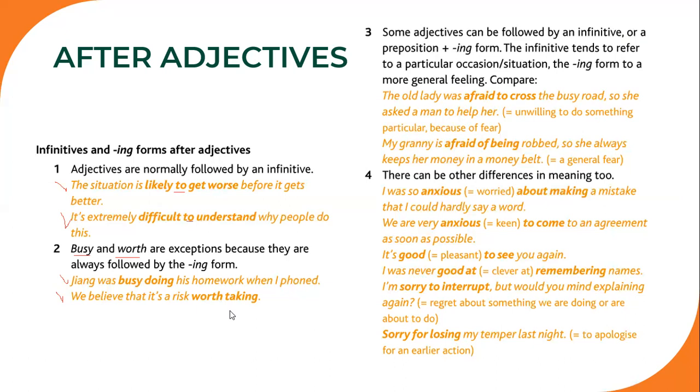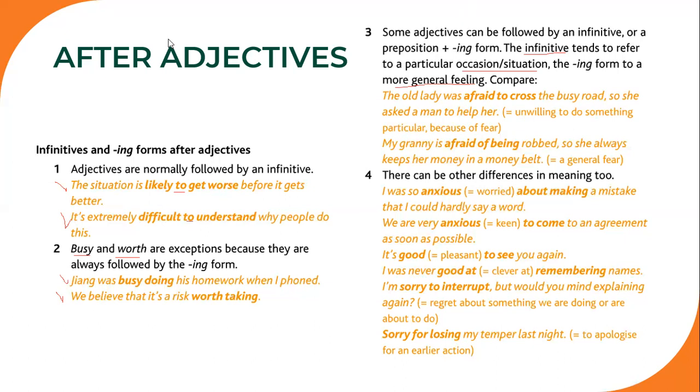Okay. Here we have some adjectives that can be followed by the infinitive or the ing form. What is the difference? We have a difference in meaning. The infinitive refers to a particular occasion or a particular situation. The ing refers to a more general feeling, okay? So some adjectives receive both the infinitive with to and the ing, but the meaning is different. The infinitive is for a particular occasion and the ing is for a general feeling.